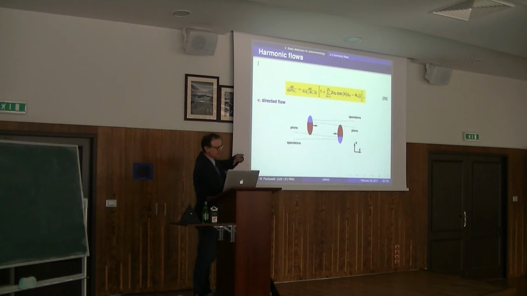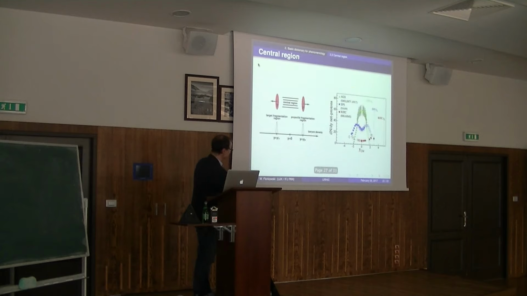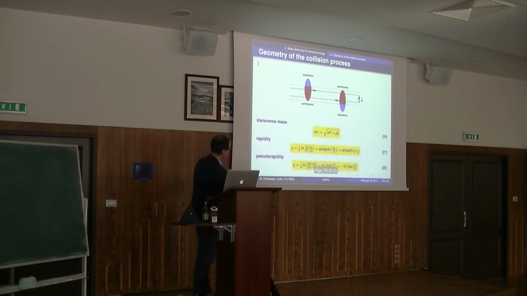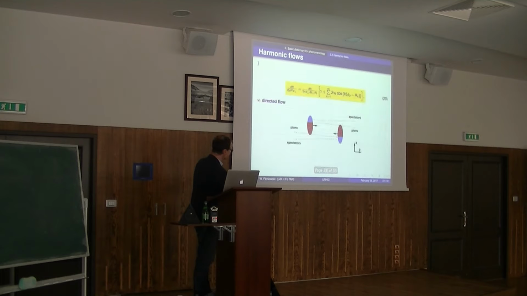the azimuthal angle of the produced particles. You can make a Fourier expansion with cosines and sines, or you can have cosines alone together with a phase. This is a general mathematical decomposition, where you have coefficients v_k and some phases psi_k. These coefficients depend on the transverse momentum and rapidity, and they are called harmonic flows.